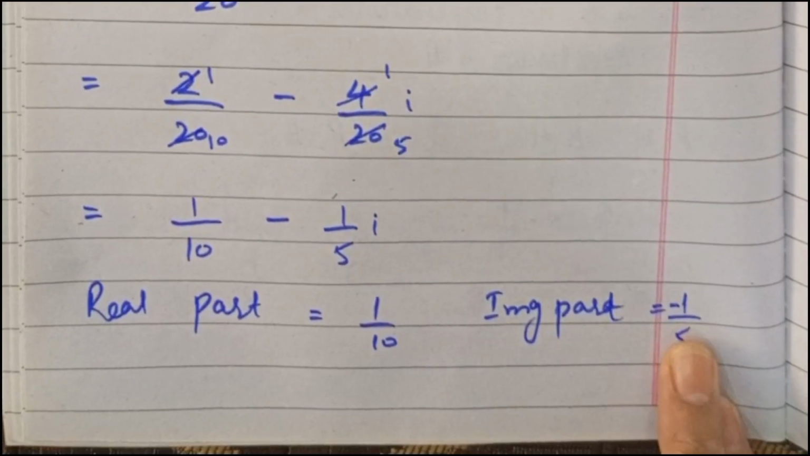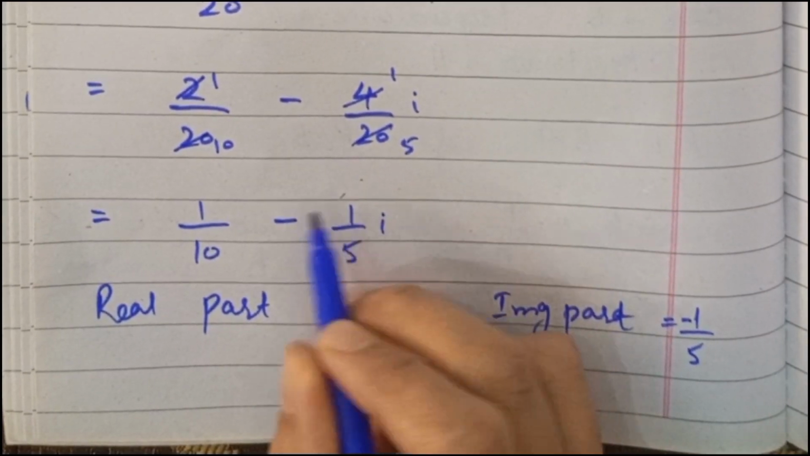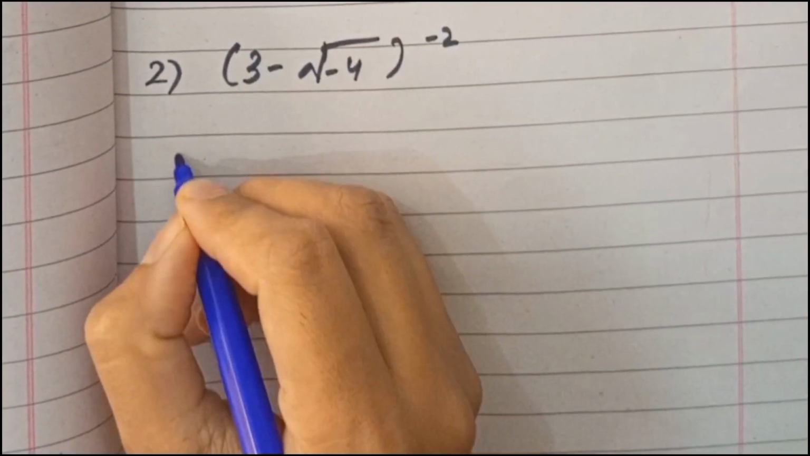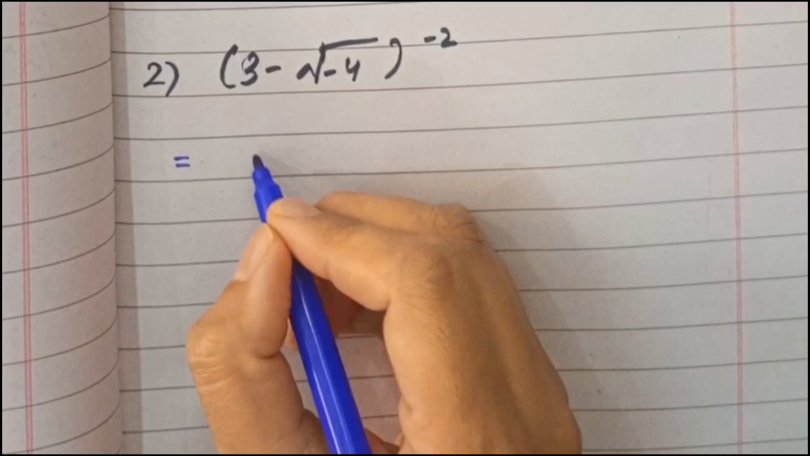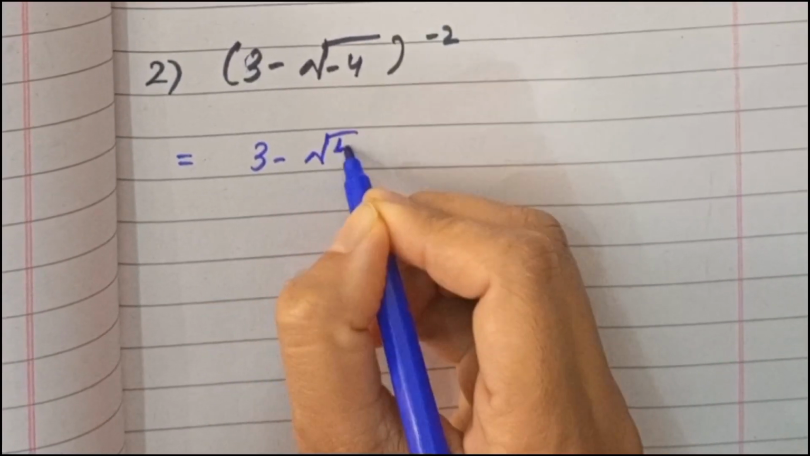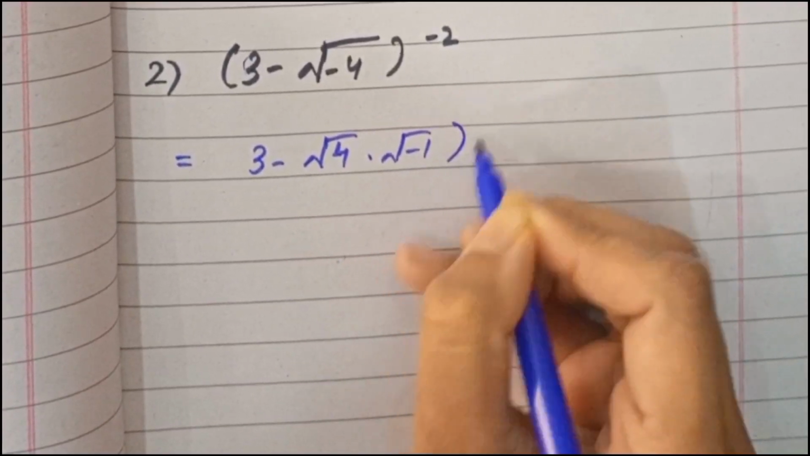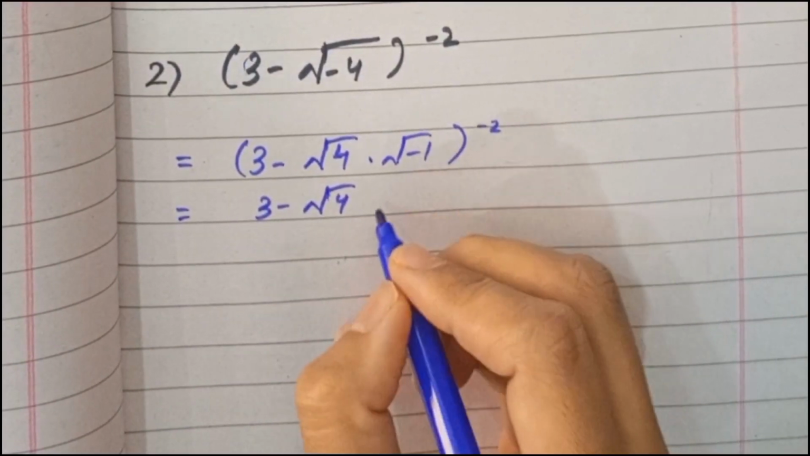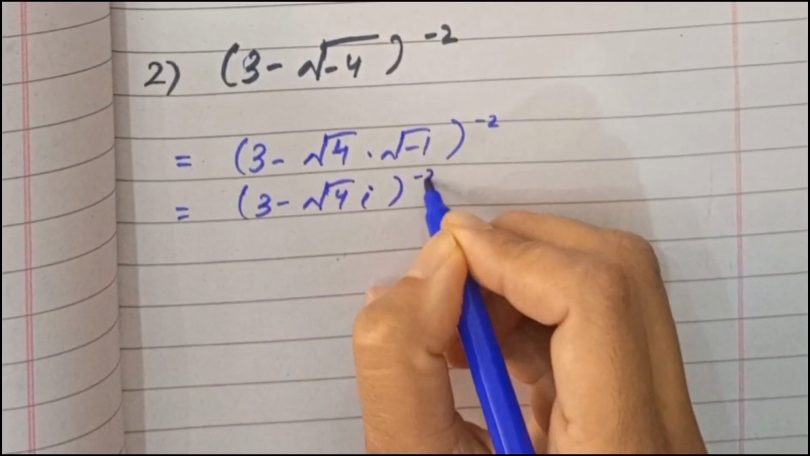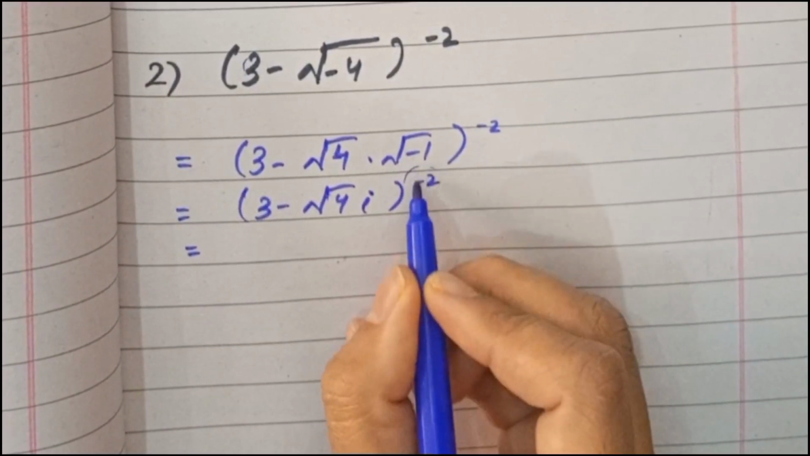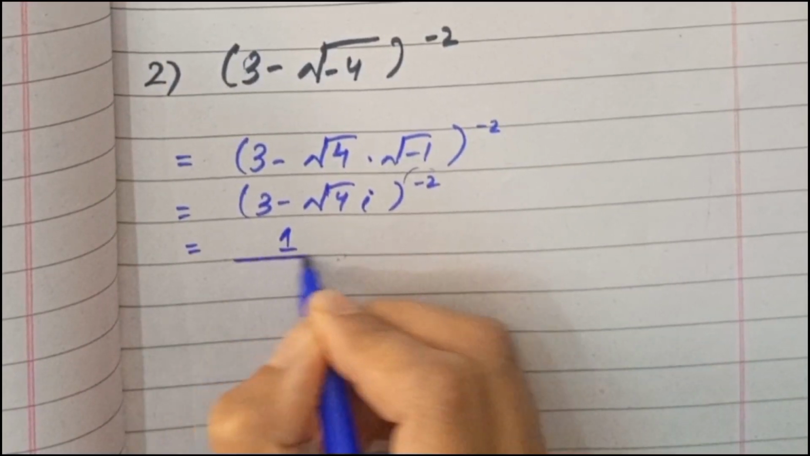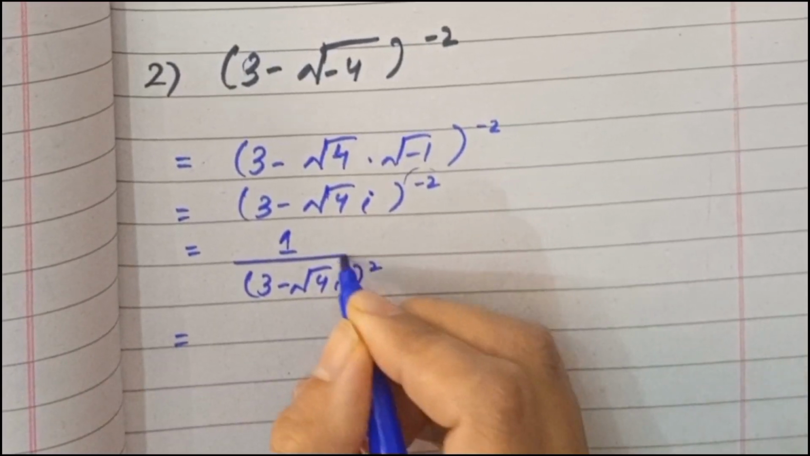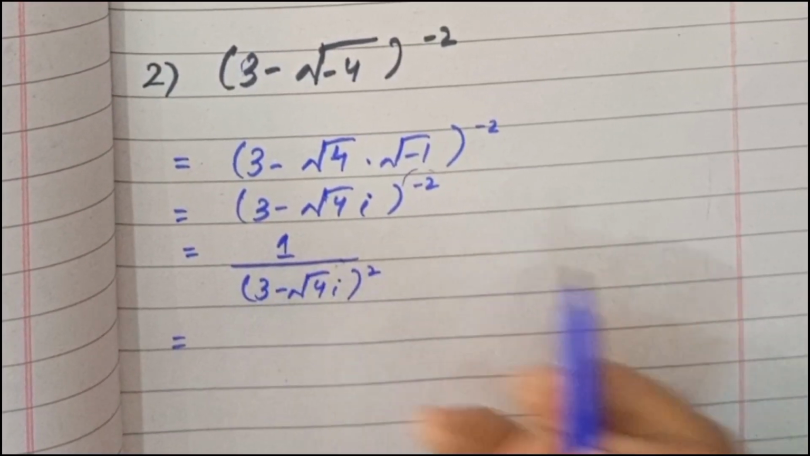There is no need to write i because i is only the indication that it is the imaginary part. Now we will do part number 2. Firstly, we will make it in the right order. We know that square root of minus 1 is equal to i. Now we will change this negative minus 2 into positive 2. We are not putting square on 1 because 1 square is 1 itself.